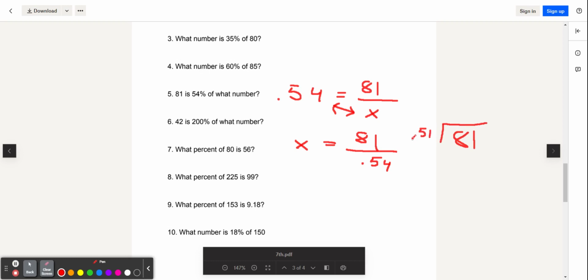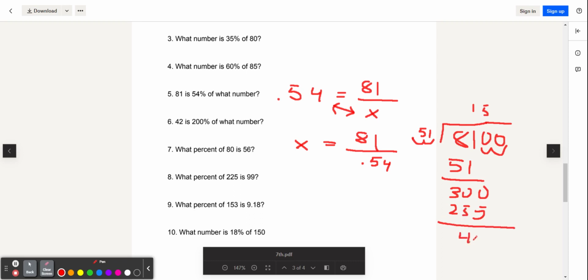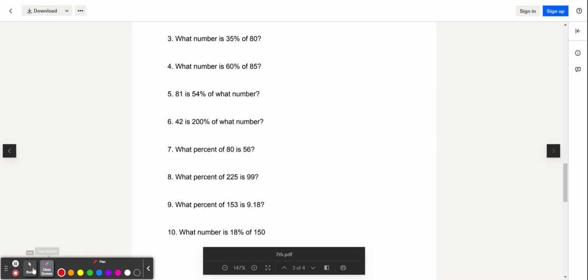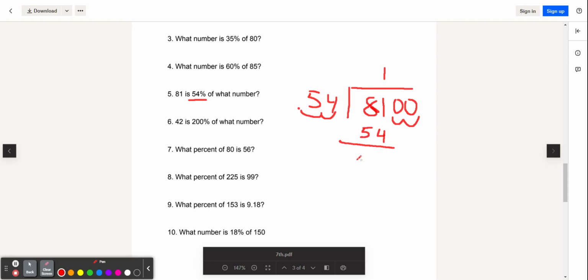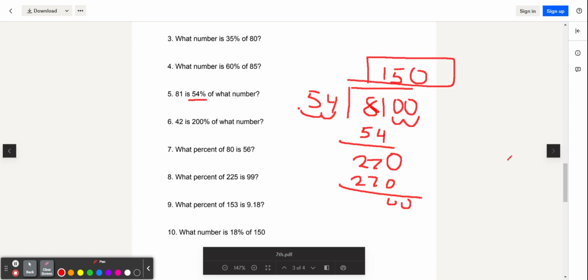So you can set up the long division. You can't divide by numbers smaller than 1, so we move the decimal point to the right for both numbers. And whoops, I made a mistake. That was supposed to be 54%. So I accidentally erased the entire screen, but if you are to set it up again, 0.54 and 81, we move the decimal point to the right, and then we start our long division. This is 27, the remainder. 0 comes down. This is 5, equals 270 exactly. And then we get our final answer of 150.